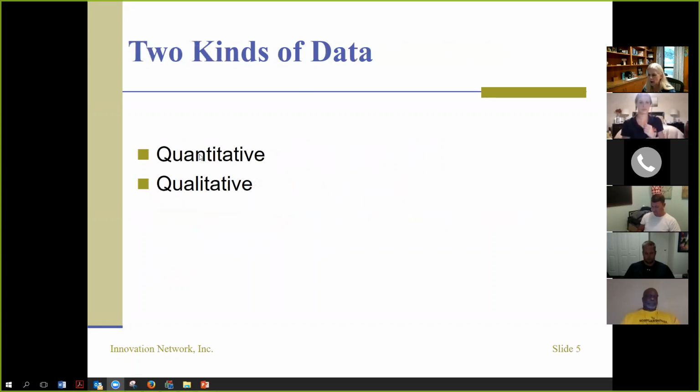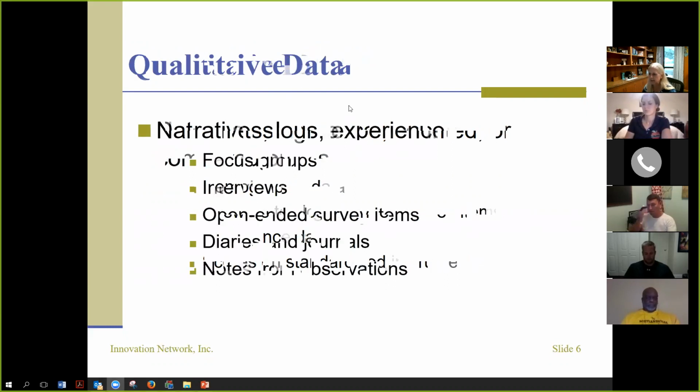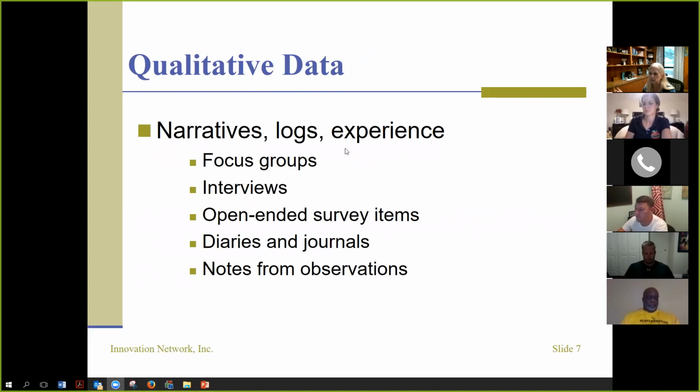Remember, there are two kinds of data: quantitative, that's the numerical stuff, and qualitative, which is often anecdotal or can be something that is expressed in words or phrases or sentences, etc. Quantitative, I just told you that. So it's things like demographic data, attendance, standardized. This is how most often we look at data in education, is through a quantitative lens. Qualitative can be logs, experiences, focus groups, notes, etc. Just as important and helpful and beneficial as quantitative data, but still very difficult to quantify.